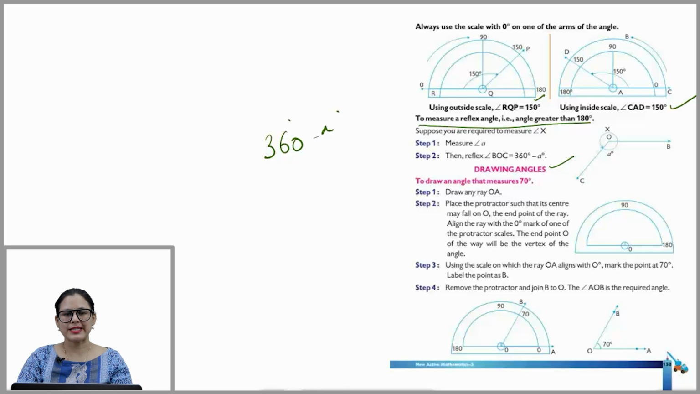Step 3. Using the scale on which the ray OA aligns with 0 degree, mark the point at 70 degrees. Label the point as B. Step 4. Remove the protractor and join B to O, then angle AOB is the required angle. Okay, so you need a protractor to draw an angle.